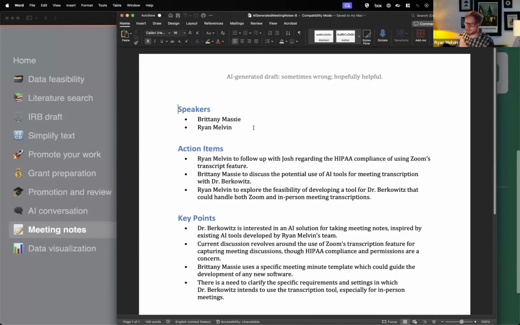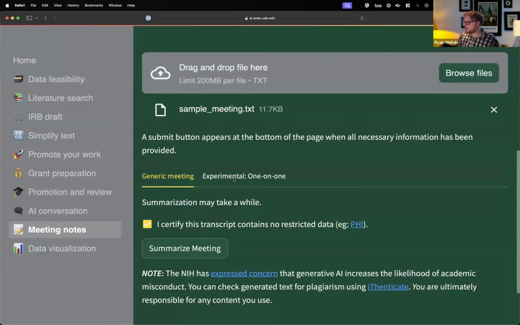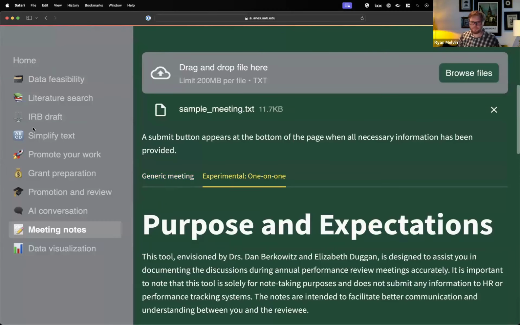And so as far as we are aware, our tool is the only policy compliant meeting notes AI tool for the health system side. I think that's going to change very soon. But at the moment, and at least as of my update last week, this is the only one that is blessed.